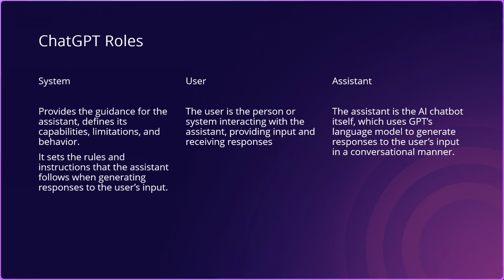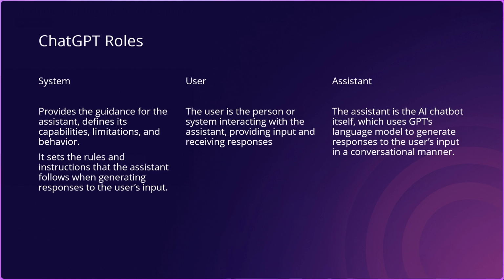So, what are the roles in ChatGPT? These are essentially the entities or the individuals that a particular message belongs to. Let's start off with the system role. The system role provides guidance for the assistant. It defines its capabilities, its limitations, and its behavior. It sets the rules and the instructions that the assistant has to follow when generating responses to the user's input.